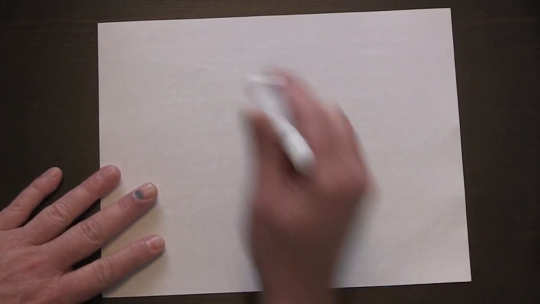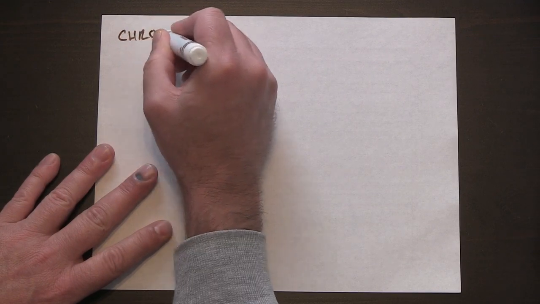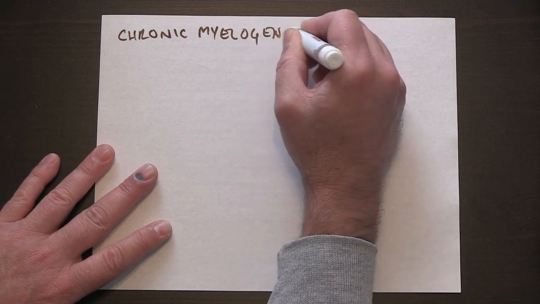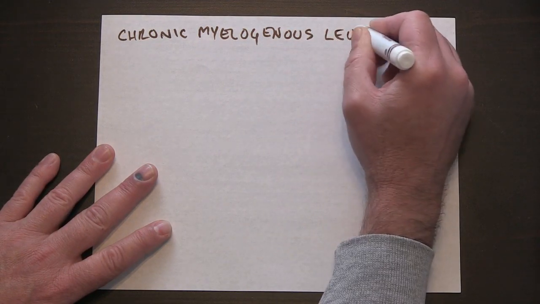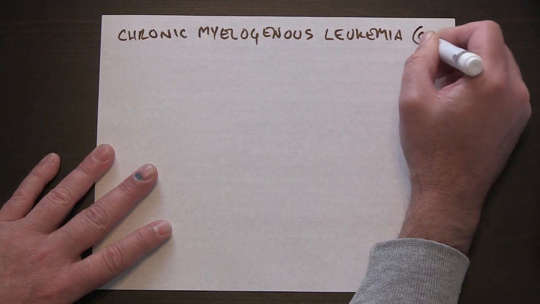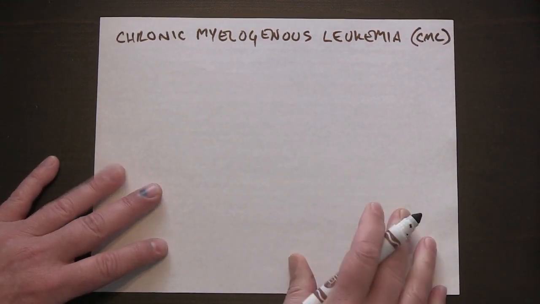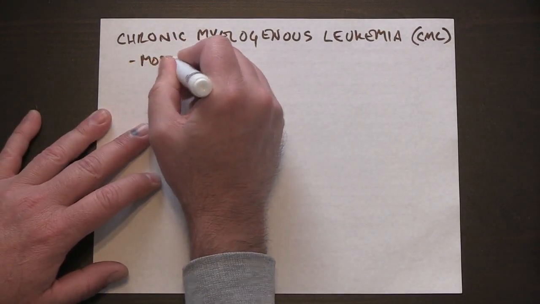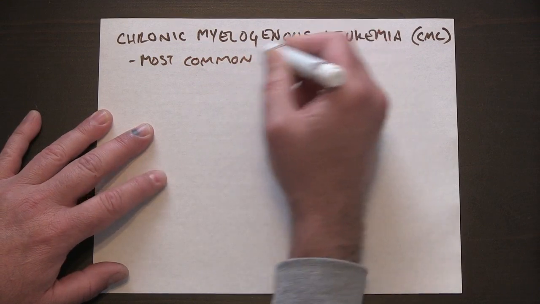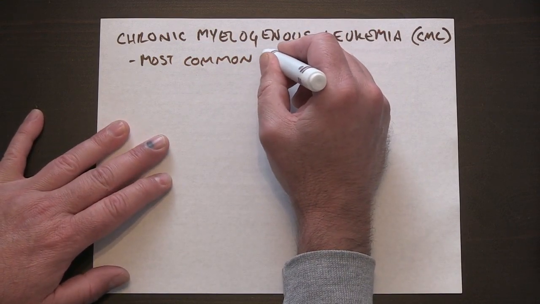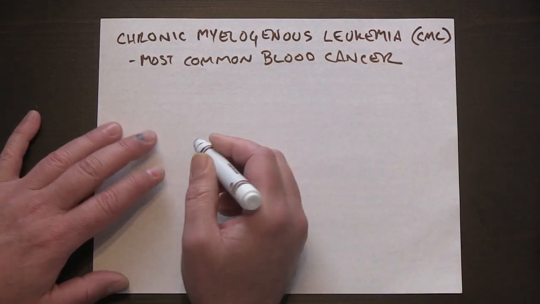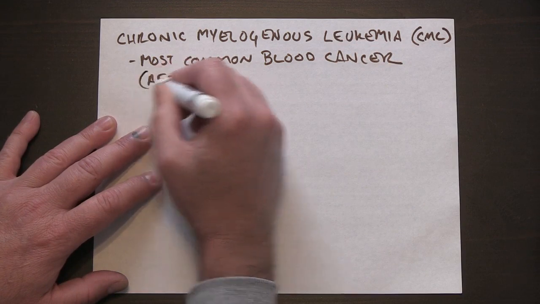There's another condition called chronic myelogenous leukemia, or CML. Leukemia is a type of blood cancer, and this is the most common type of blood cancer. So it affects the white blood cells.